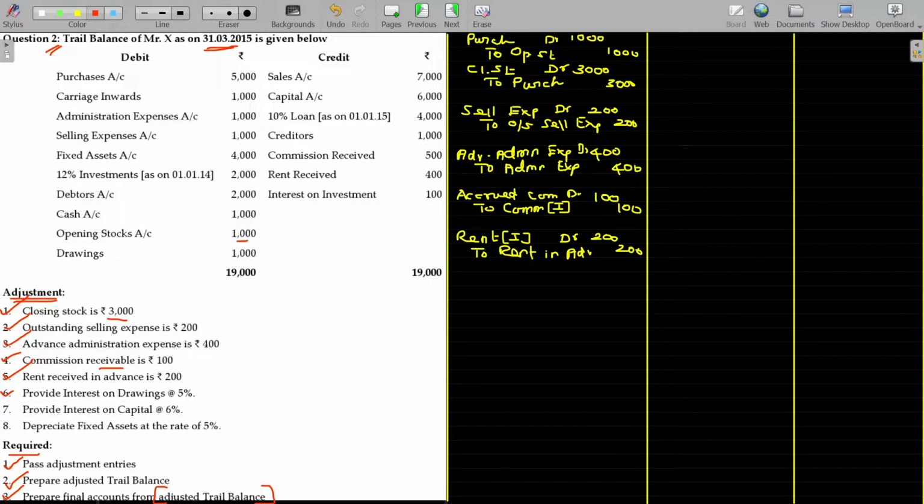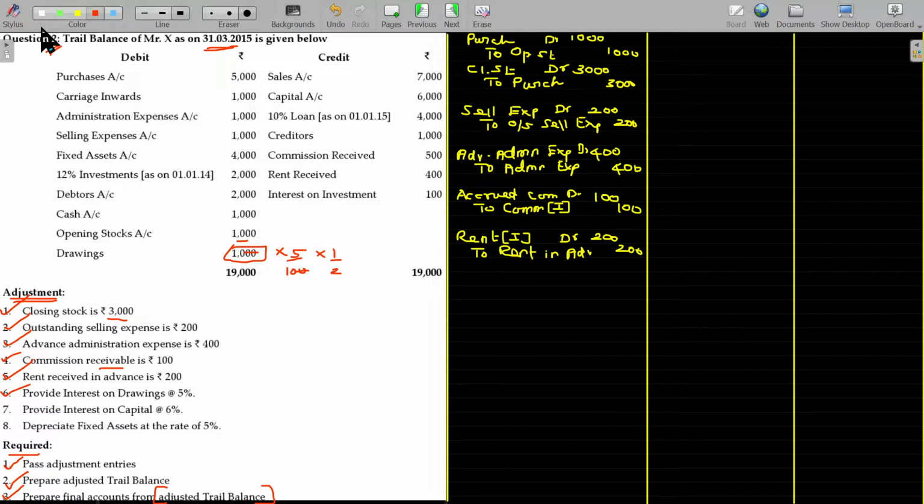And provide interest on drawings at the rate of 5%. How much is the drawing here? 1000 rupees. For that 5% will be calculated. We are not aware about the date of drawings. If the date of drawings is not given, preferably the interest on drawings will be calculated only for half year. So into 1 by 2 will be taken. Then the value being 25 rupees.